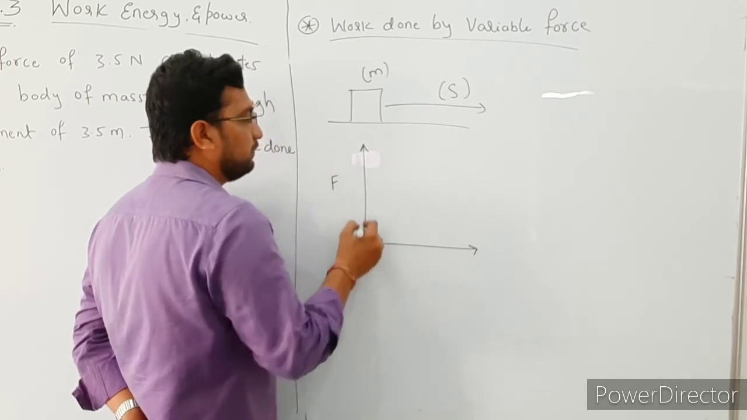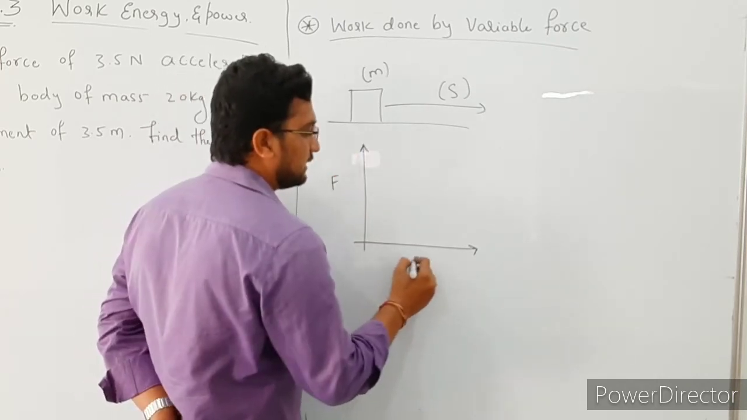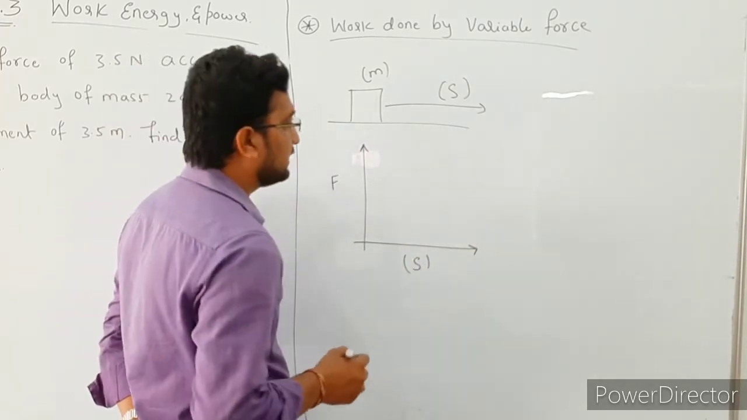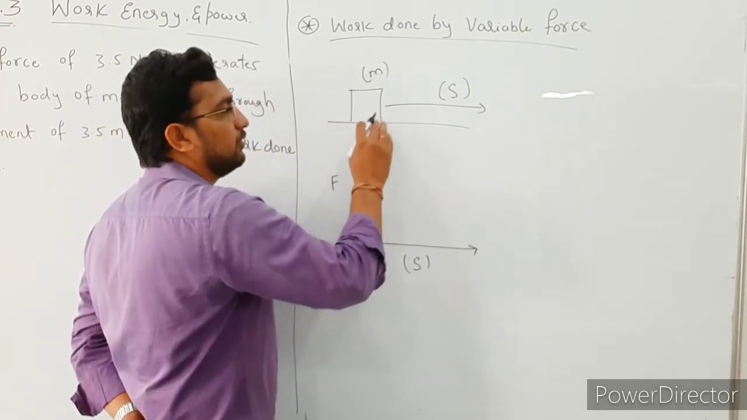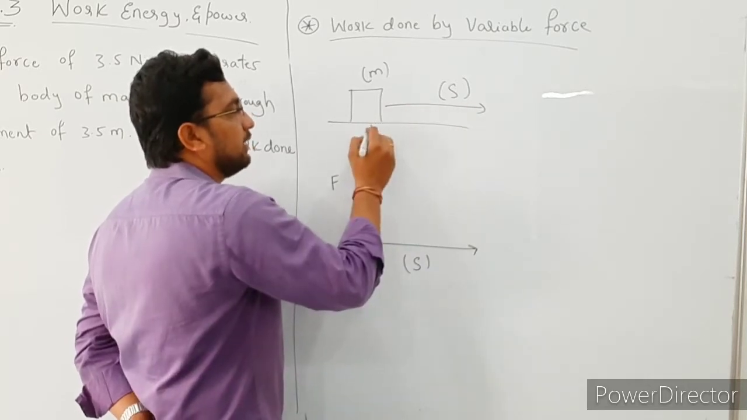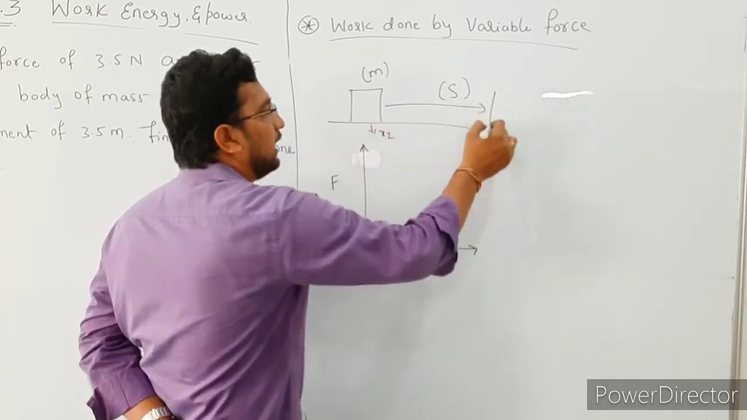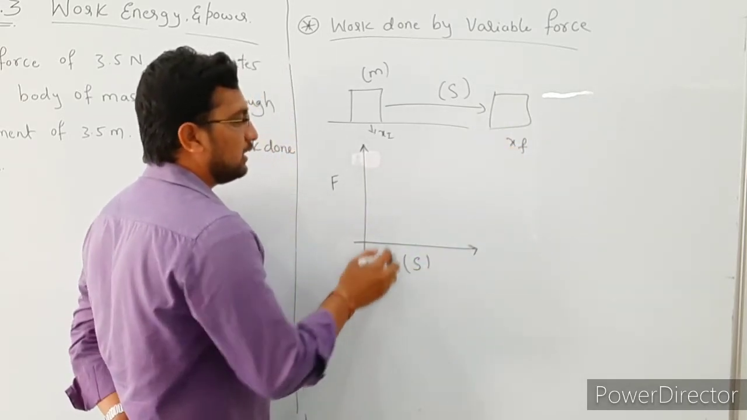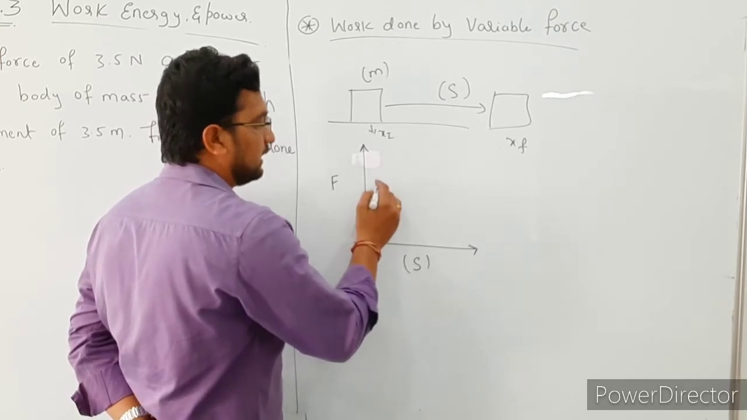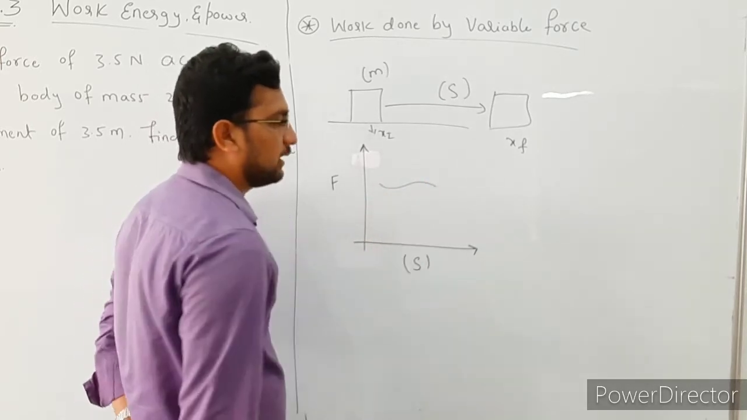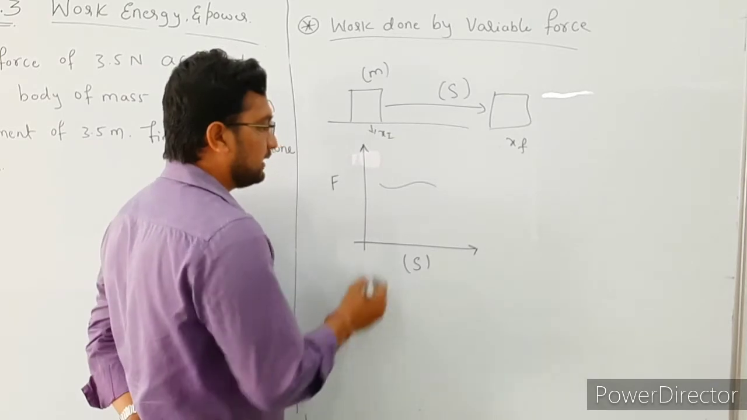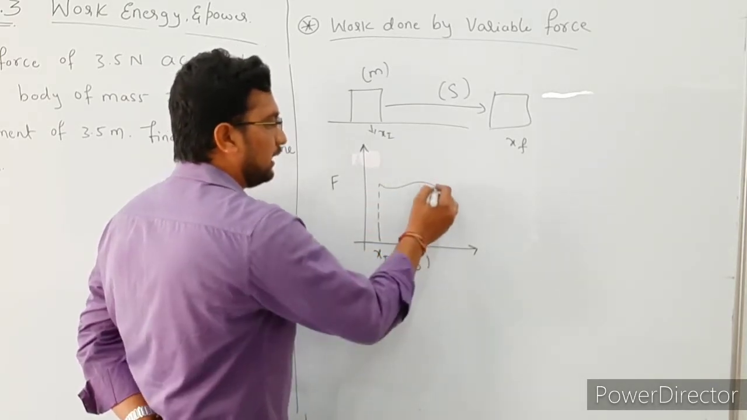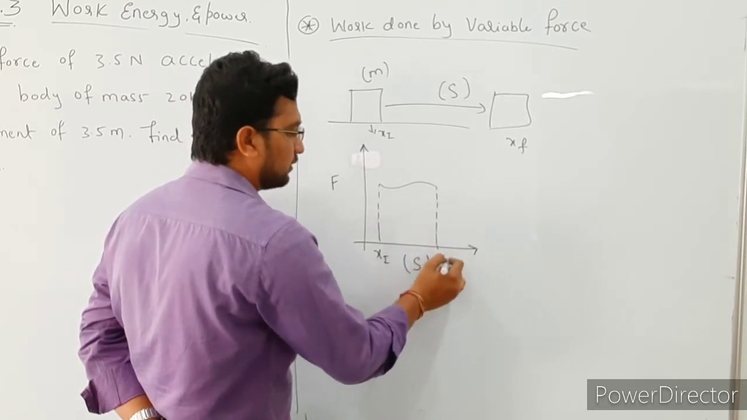So here we take force along the y-axis and displacement along the x-axis. Due to the variable force, the position of the block changes. Here we consider this the initial position and this the final position of the block. If you draw the graph of force versus displacement, the graph may be like this. This indicates the initial position of the block and this is the final position of the block.